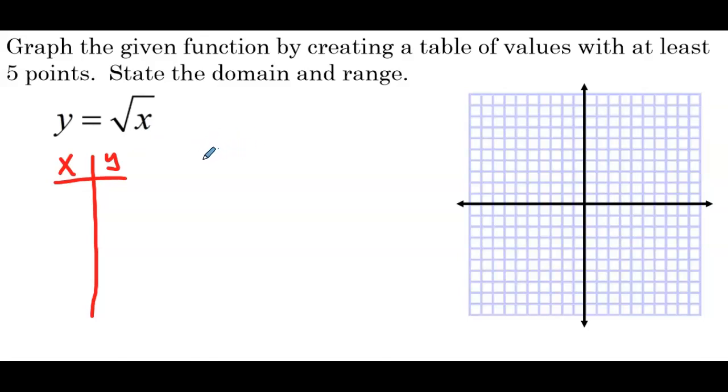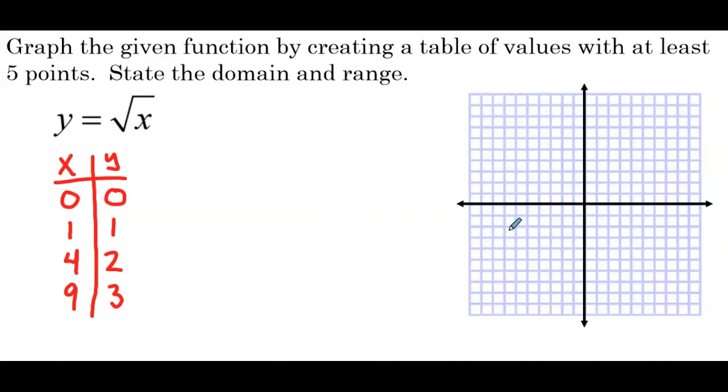And it also tells me that I can't plug any negative values in for x, because I don't know what the output is if I have the square root of negative 1. Right? That's a non-real answer. So we'll start at 0, because the square root of 0 is 0. Next, I'll use 1. 1's also a perfect square. Square root of 1 is 1. Next perfect square is 4. Square root of 4 is 2. Next perfect square is 9. Square root of 9 is 3.